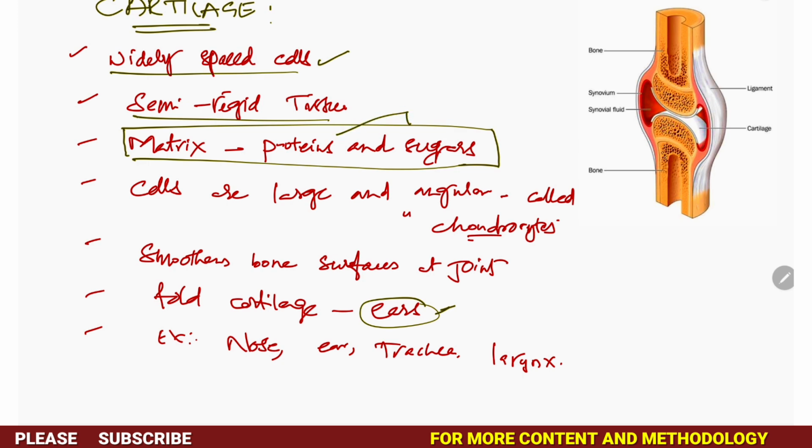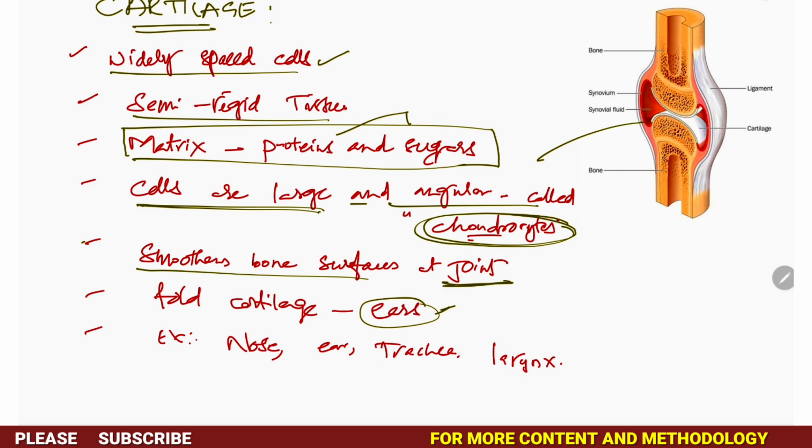Okay, and also in this tissue the cells are large and angular shaped, called chondrocytes. Very, very important. Actually, the chondrocytes are given in the pictorial in the textbook, so I have to mention here. So once again, what are chondrocytes? Where are they present? Chondrocytes are present in the cartilage. In this tissue, cells are large and angular shaped, called chondrocytes. And also cartilage smoothens the bone surfaces at joints.